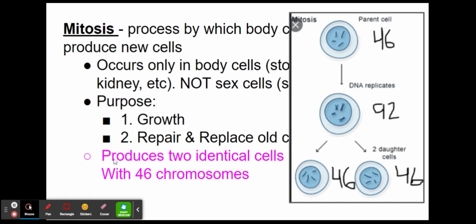So one of the things I want you to write is that it makes two identical cells. Okay? The cells it makes are identical to each other. They're also identical to the parent cell. And I'm saying 46 chromosomes, that's in humans. Okay. If it's a different organism, it's going to have a different number. So if I start with 23 chromosomes, we're going to end up with 23 in each cell here. So we always make the exact same cells. If I want to replace a skin cell, we're going to make the same exact skin cells that we started with. They're not going to have more chromosomes or less chromosomes than before.